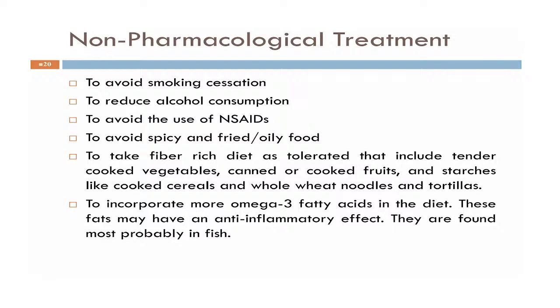Now, non-pharmacological treatment: avoid smoking, reduce alcohol consumption, avoid the use of NSAIDs, avoid spicy, fried or oily food, take a fiber-rich diet as tolerated that includes tender cooked vegetables, canned or cooked food, starches like cooked cereals and whole wheat noodles or tortillas. As you can see, the dietary pattern is basically Northern European. Okay. Incorporate more omega-3 fatty acids in the diet, these fats may have anti-inflammatory effects and they are found probably in fish.